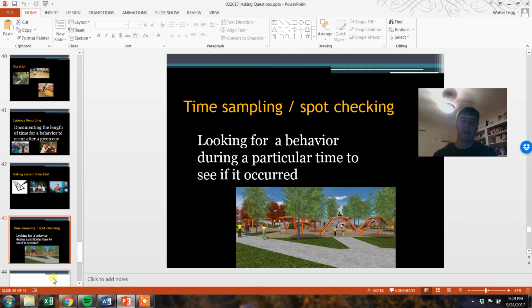Okay. So again, frequency count, we get a number. Duration, we get a time. Latency recording, we get a time between behavior and cue. Rating system checklist, we're just checking things off. Sometimes we're rating them like it was a 3, it was a 2, or 1. Okay. And time sampling, spot checking, we're getting perhaps a list of things that are going on, perhaps we're counting this.